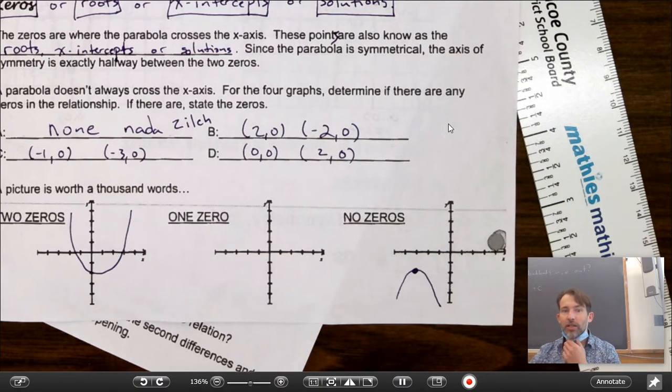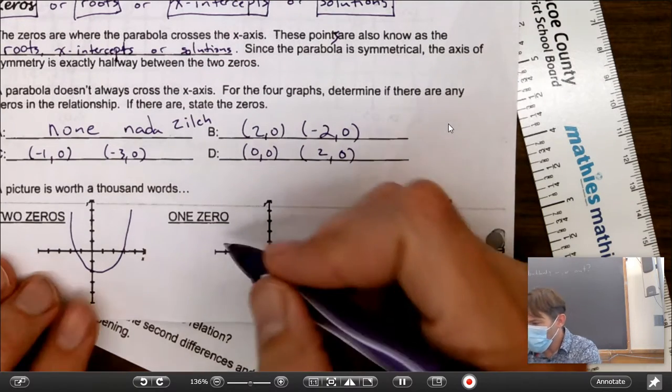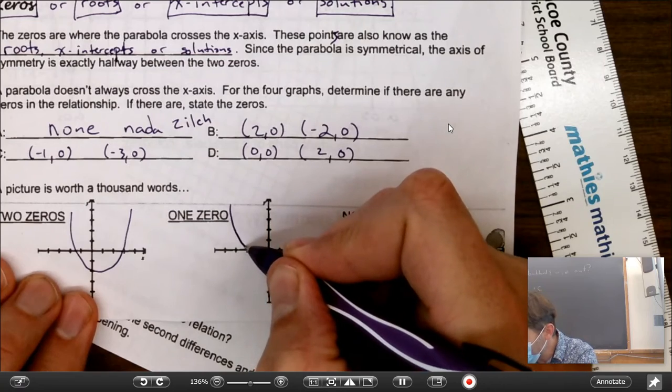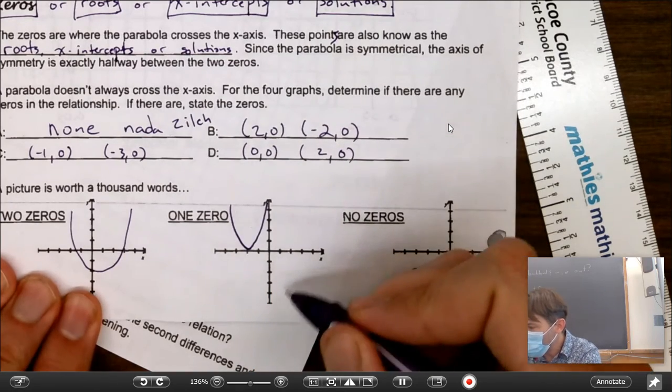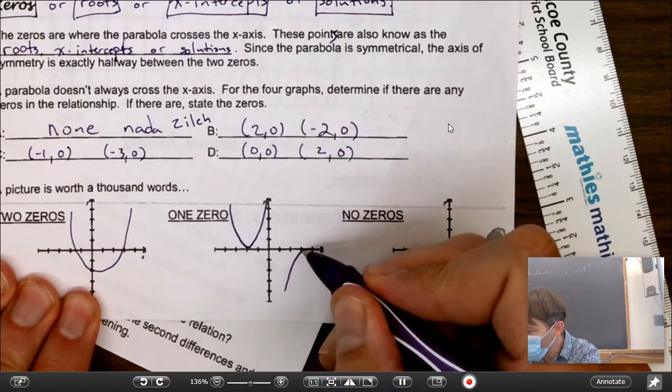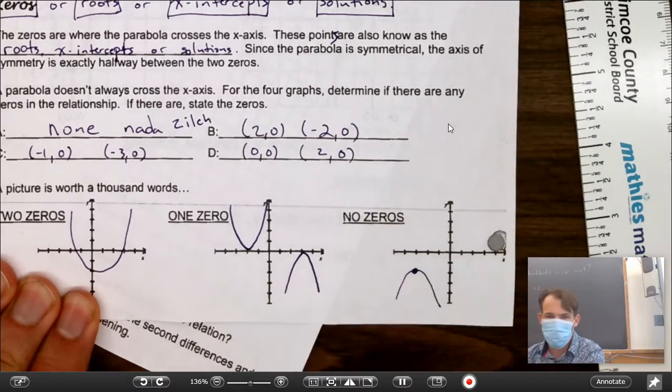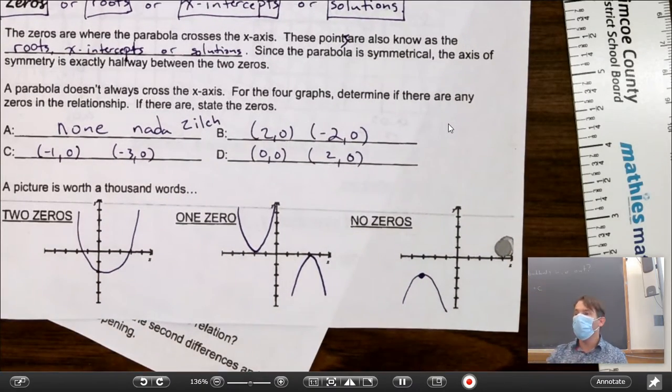So there, a case where we have one zero, you can draw two. Draw one opening up, so it might look like this, and boop, touch, and turn around. And another one, boop, just kisses the x-axis and goes the other way. Okay. There's two different cases of one zero.